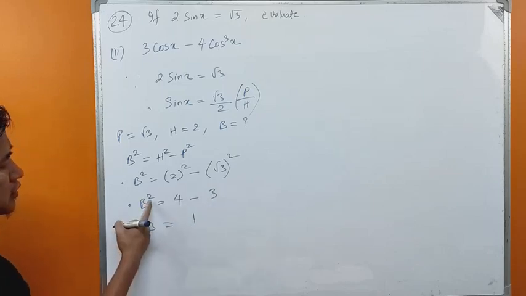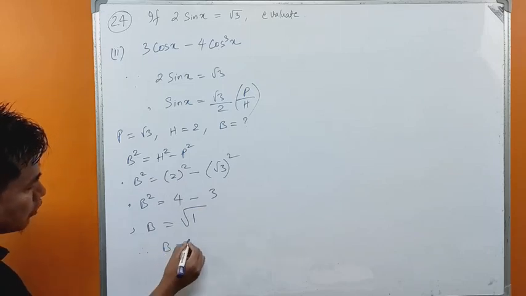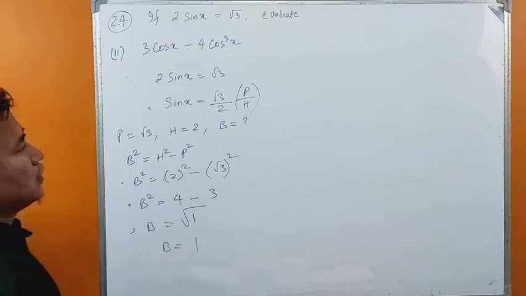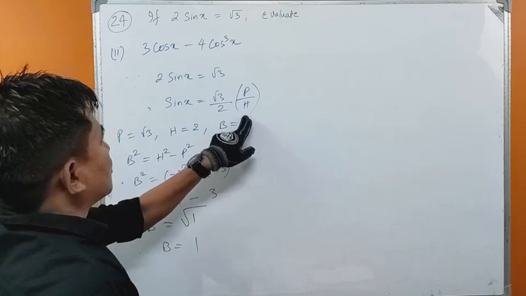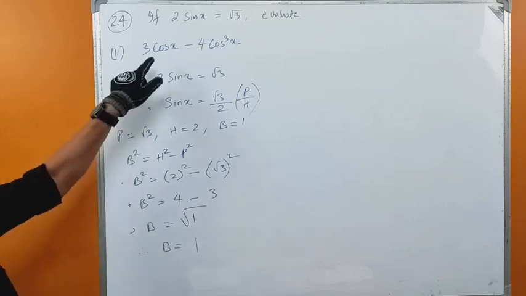Okay, let's take this square to the right hand side, it becomes a root. Therefore b equals root under 1, which means 1. So base is 1, isn't it? The value of base we found is 1. Now let us find the value of this expression.